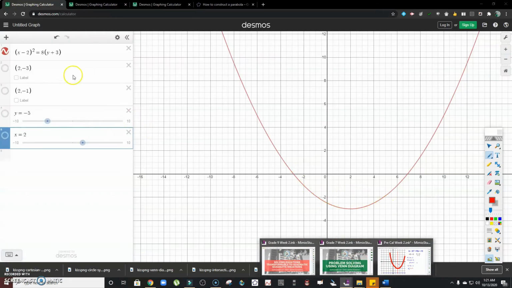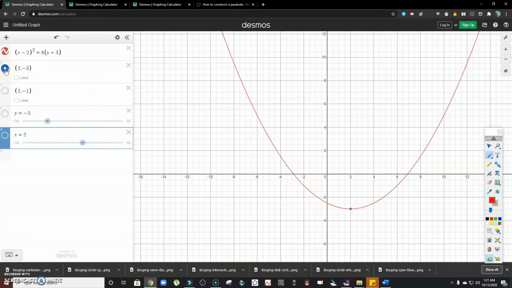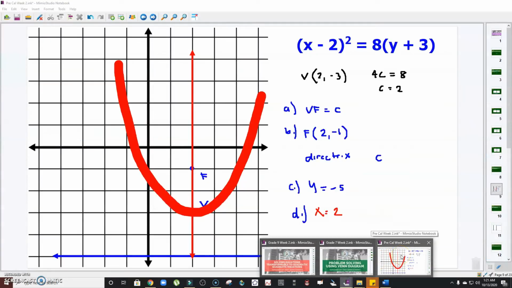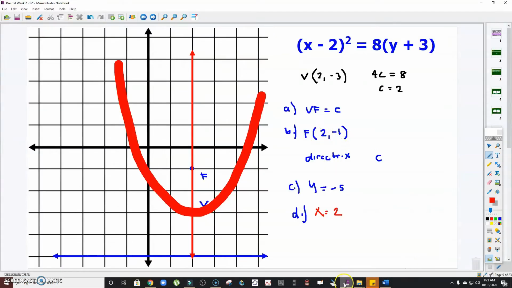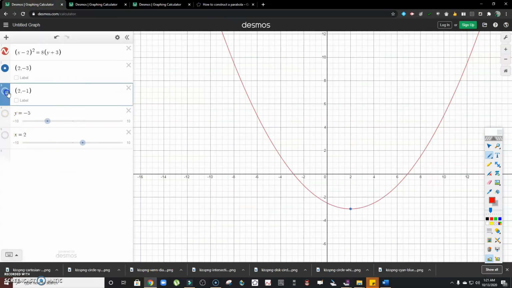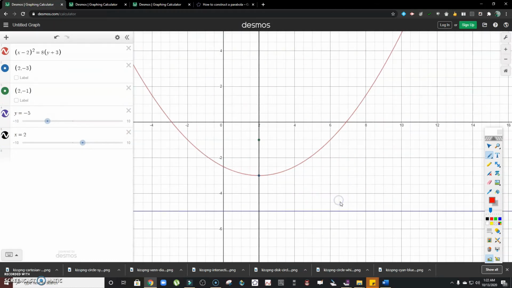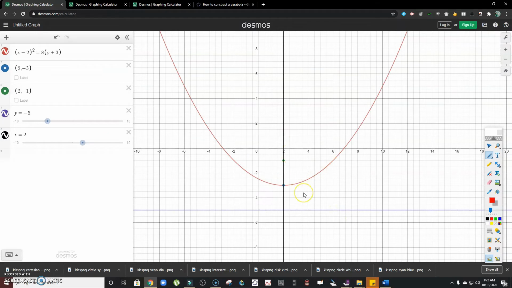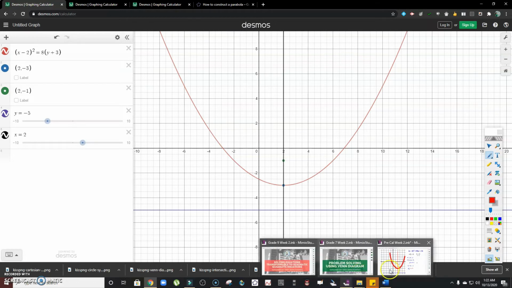And then this is my vertex, 2, negative 3. Our focus is 2, negative 1. Let's show that. There you go. Then my directrix is y equals negative 5. And then this will be my axis. By the way, y equals negative 5 is the directrix. See that? So that's the actual illustration of your parabola. I hope we're clear on that.